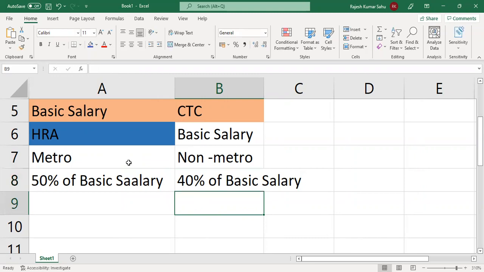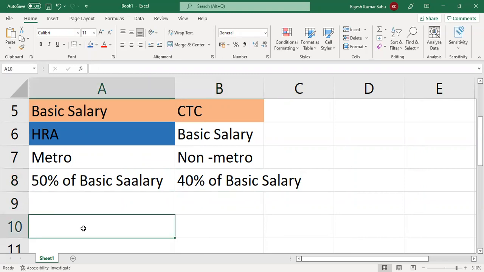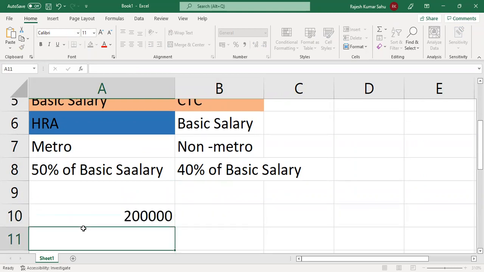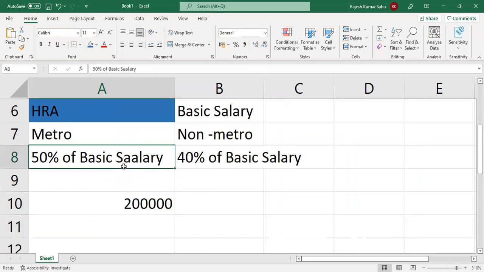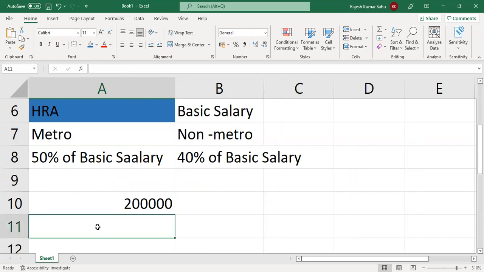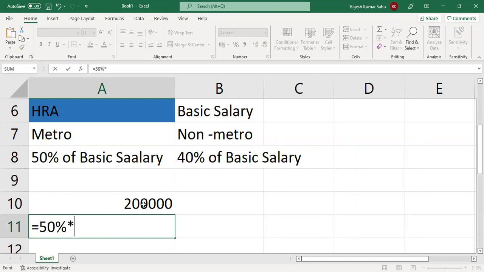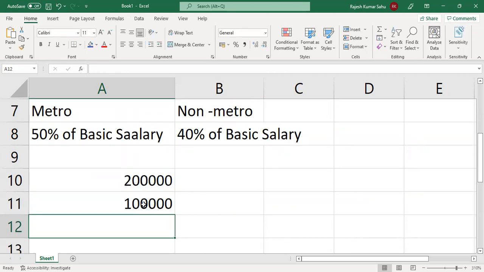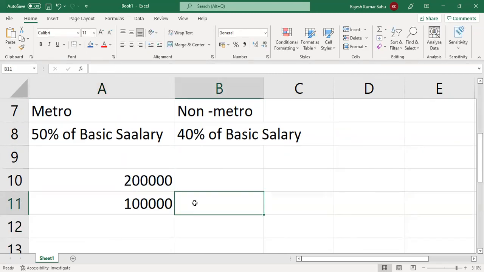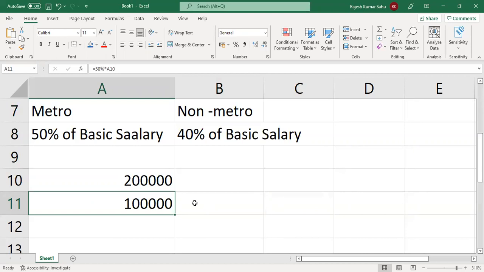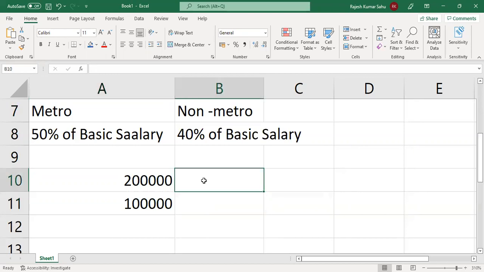So let's take an example. Say the basic salary is 2 lakh, and the employee is staying in a metro city. So what will the HRA be at that time? 50% of your basic salary, meaning 2 lakh, it will be 1 lakh. Your HRA will be 1 lakh if the employee is staying in a metro city. But if the same employee is staying in a non-metro city, at that time it will be 40% of your basic salary.